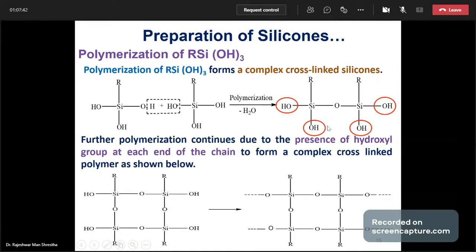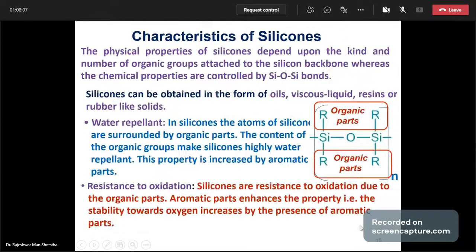First one layer, then this layer combines with the layer below, so a link forms here, a link forms here, and it happens again in one step, two steps, three steps. This is the cross-linked polymer. In this way, when we use silanol having three OH groups, we will get a cross-linked type of polymer.